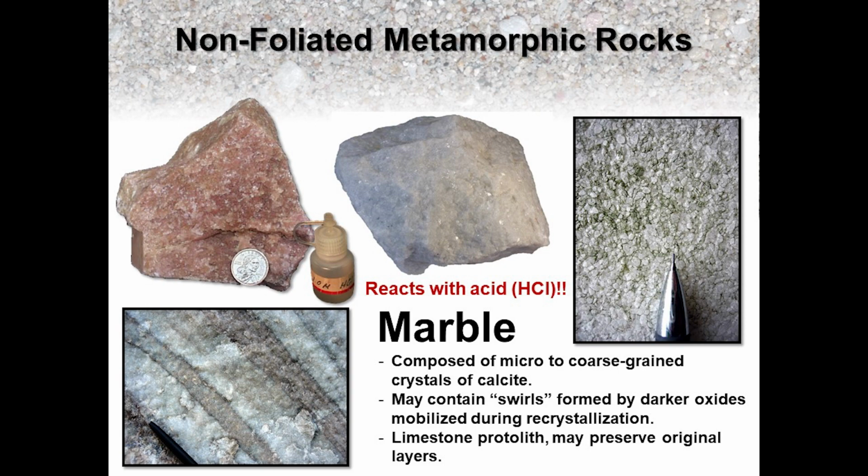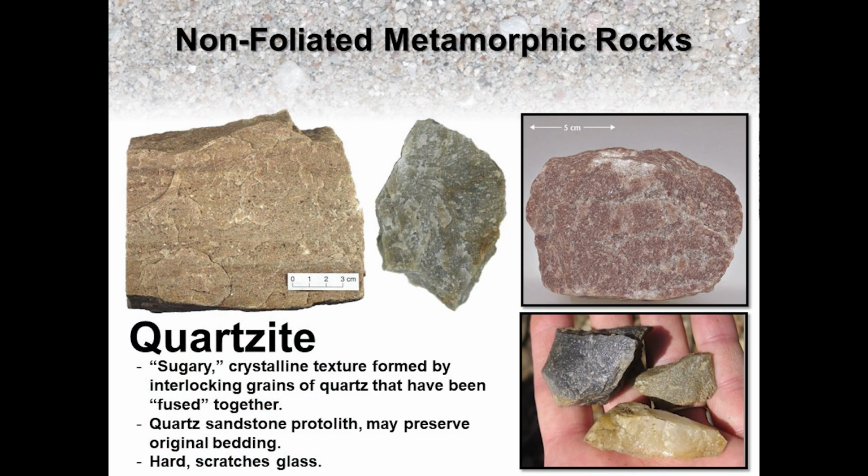Quartzite is a non-foliated metamorphic rock that had a quartz-rich sandstone protolith. As with the marble, the intense heat and percolation of hydrothermal fluids through the rock will begin to alter the individual quartz sand grains, recrystallizing and fusing them together, giving the rock a crystalline, sometimes sugary texture. If there are any visible sedimentary layers in the sandstone, they may be preserved as well.